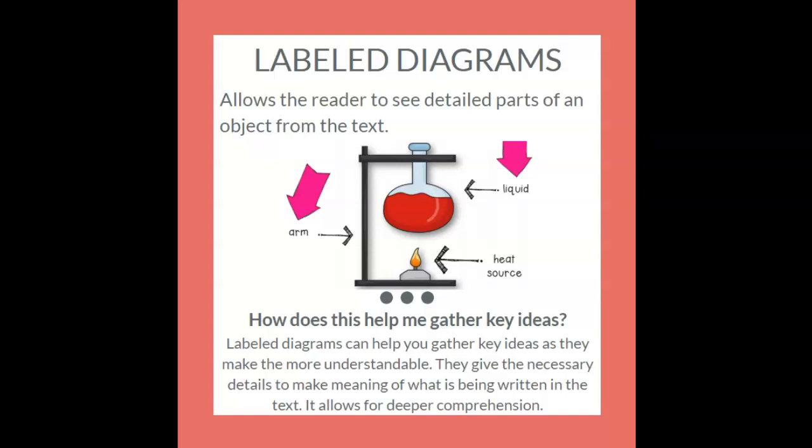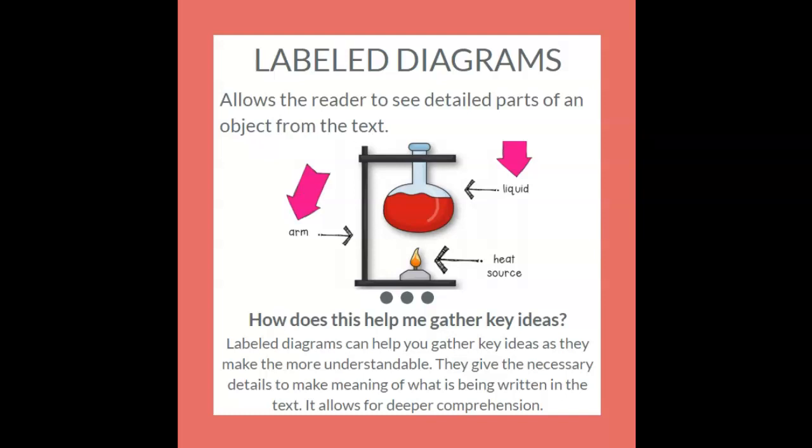Labeled diagrams help you gather key ideas as they make it more understandable. They give the necessary details to make meaning of what is being written in the text. It allows for deeper comprehension. Okay, so this is a science experiment that's set up here, and maybe the writing piece is all about the science experiment, but I can't visualize what it's saying. So this diagram and the labeling of the diagram puts that writing piece in clearer. I can really understand what it's talking about.